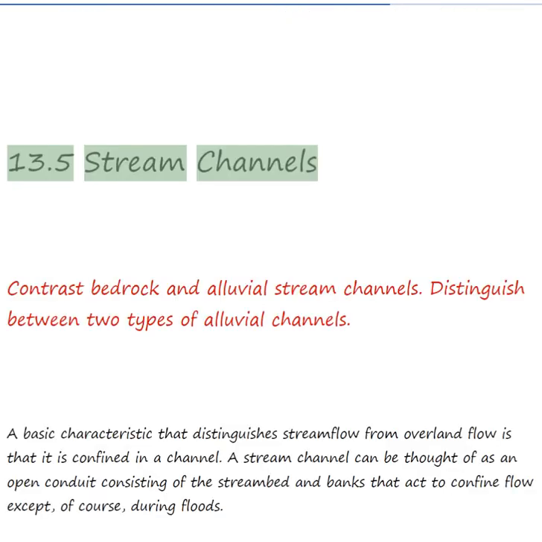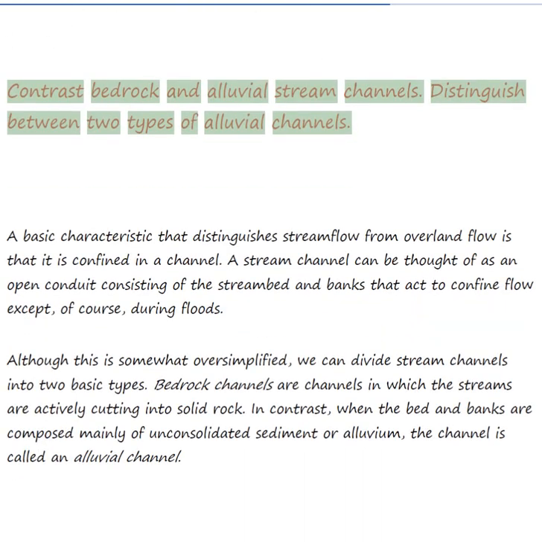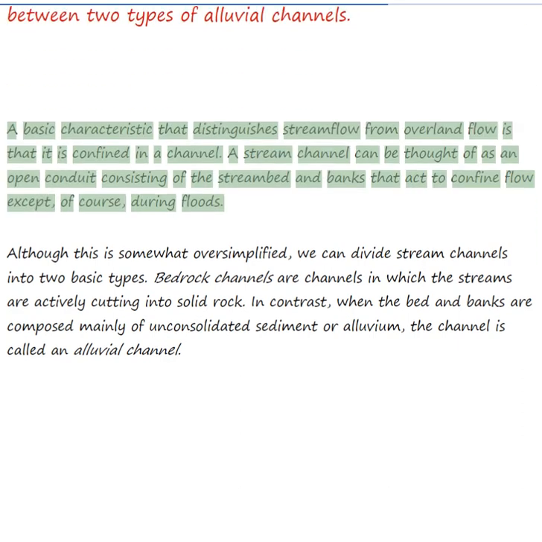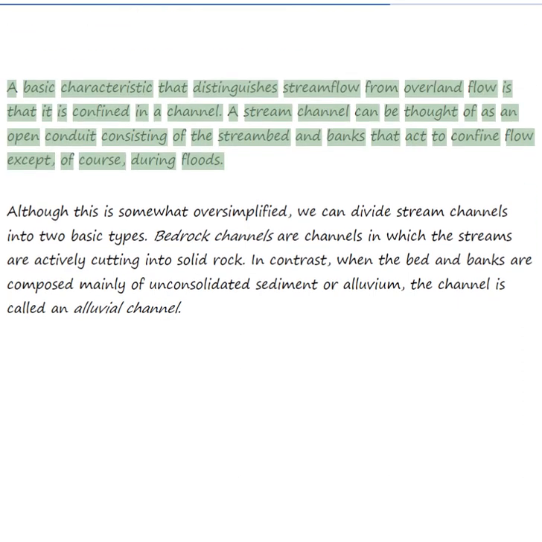13.5 Stream channels. Contrast bedrock and alluvial stream channels. Distinguish between two types of alluvial channels. A basic characteristic that distinguishes streamflow from overland flow is that it is confined in a channel. A stream channel can be thought of as an open conduit consisting of the streambed and banks that act to confine flow except, of course, during floods.